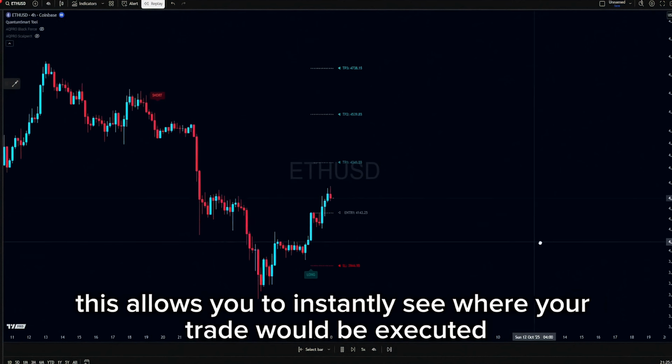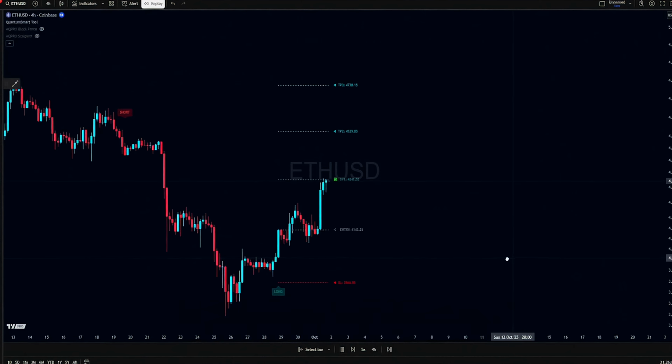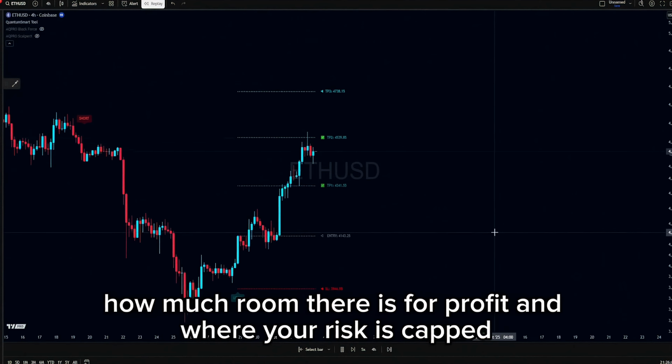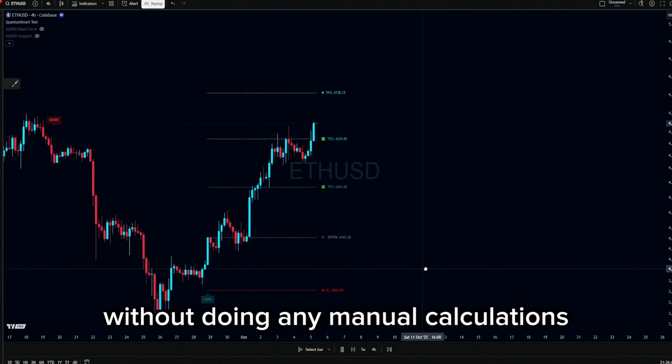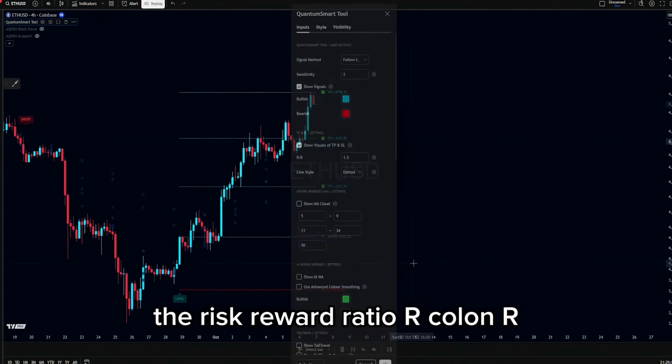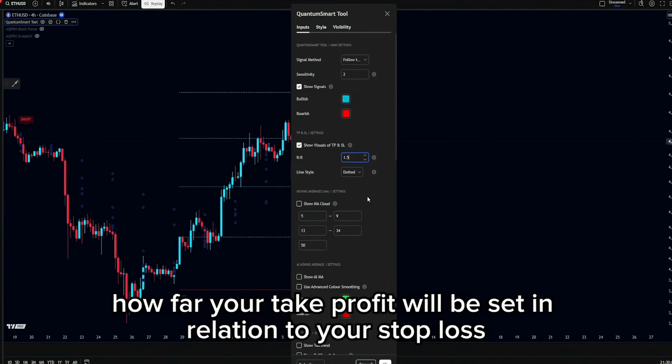This allows you to instantly see where your trade would be executed, how much room there is for profit, and where your risk is capped, without doing any manual calculations. The risk-reward ratio, R:R, defines how far your take profit will be set in relation to your stop loss.